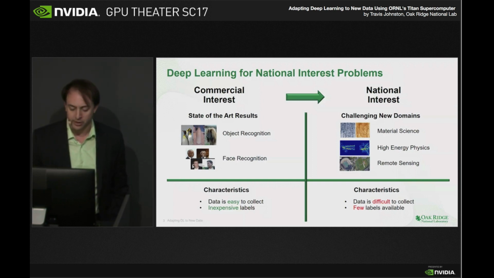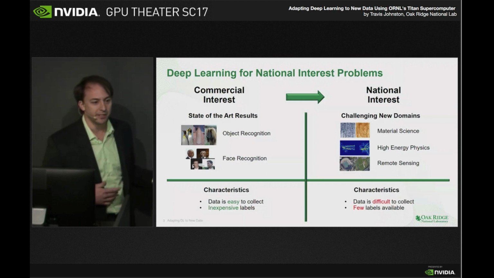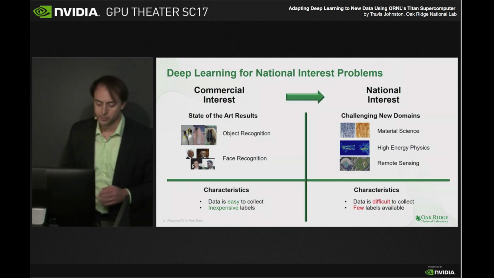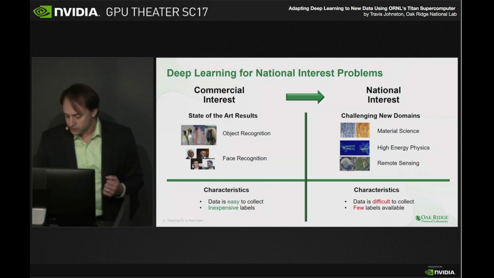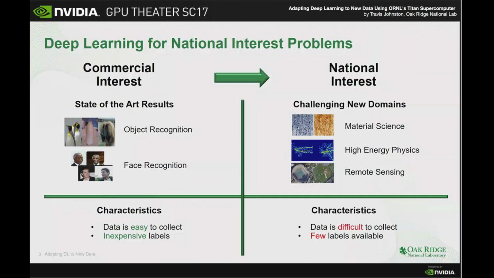And the data sets that we're looking at, the images don't look like the same kinds of things that you see in typical commercial applications. So that leads to a challenge of how do you design a neural net for those types of applications, right?